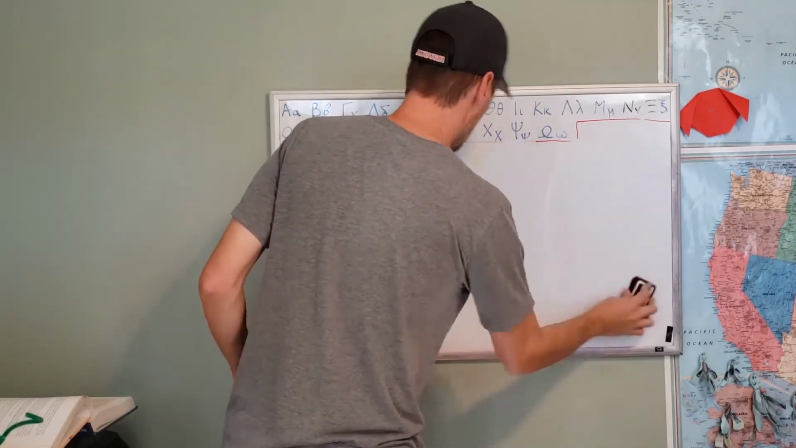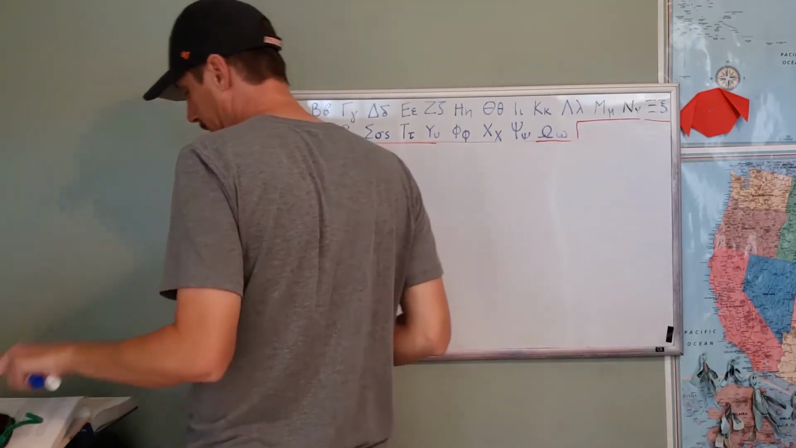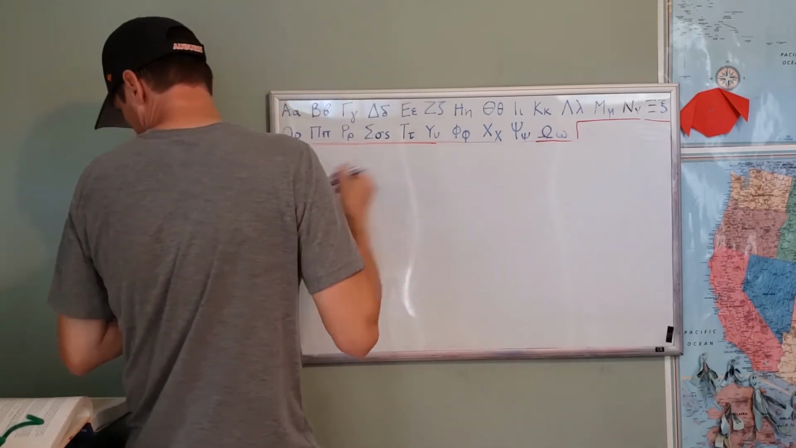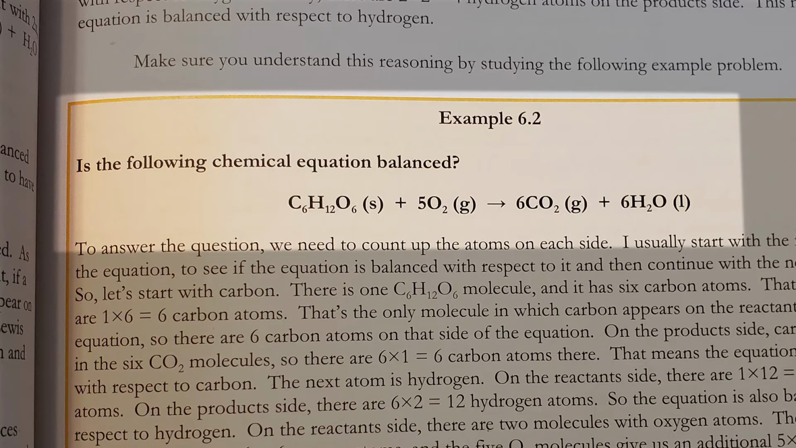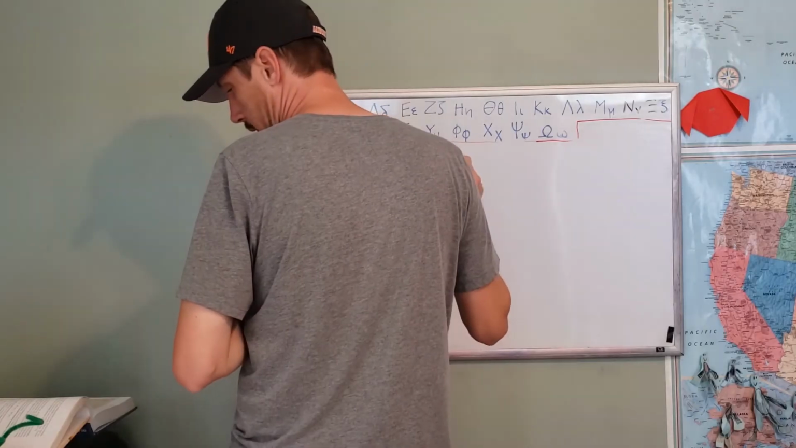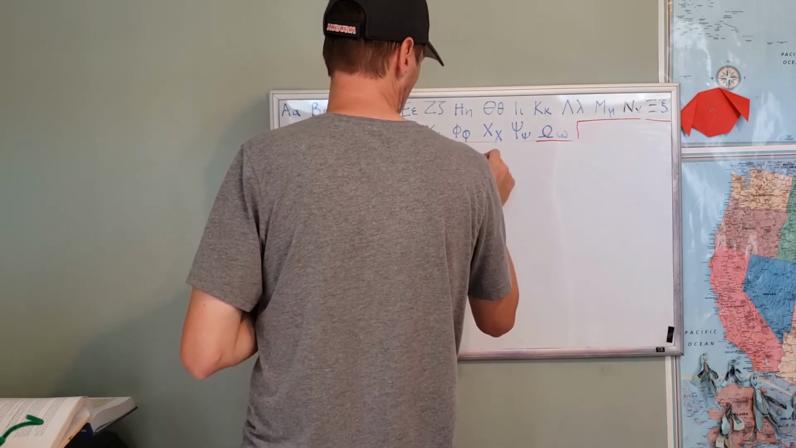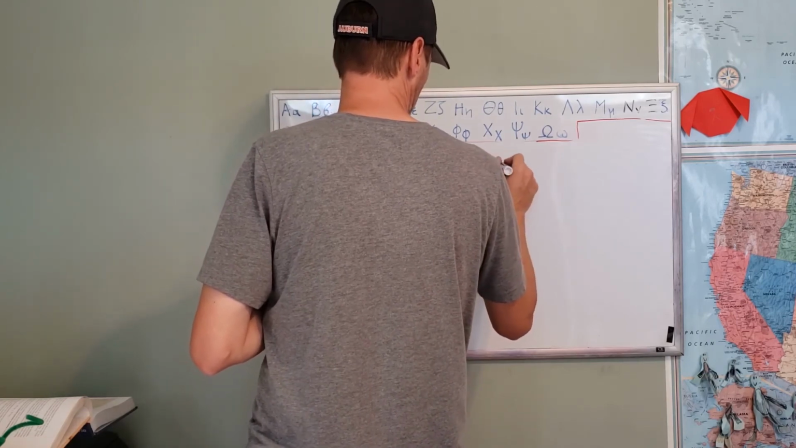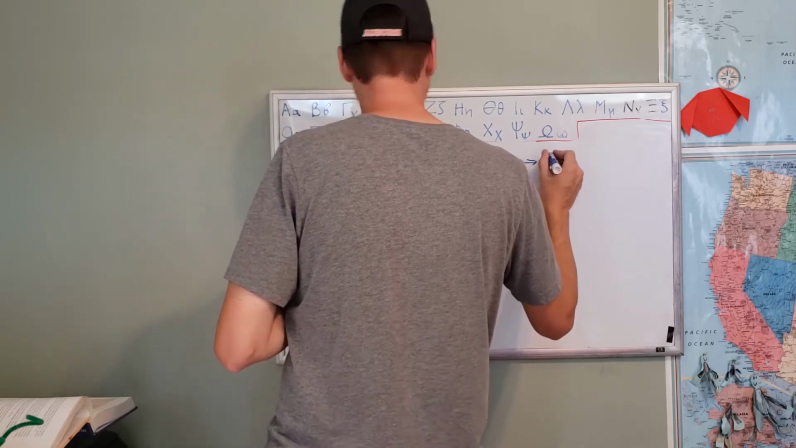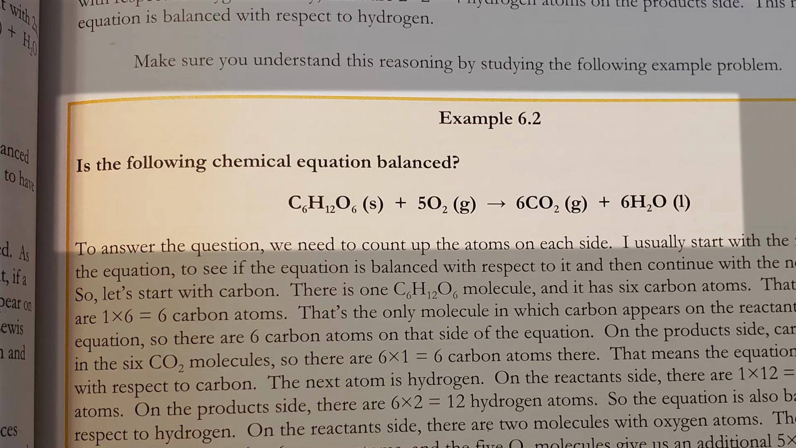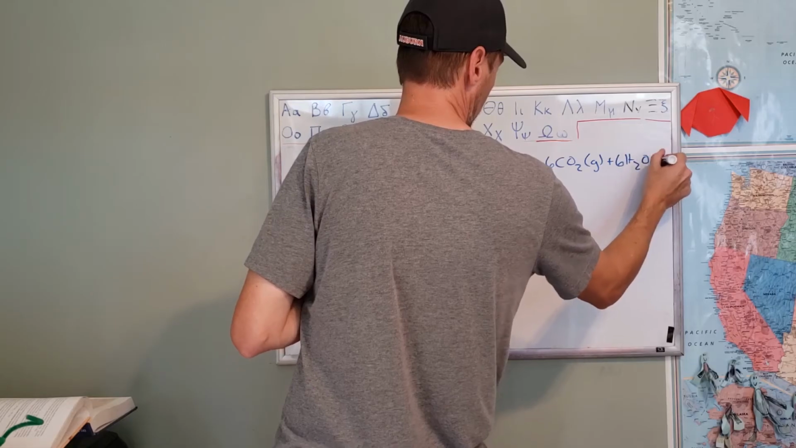Okay, so if you look in your book, on page 175, example 1.2, they give us the following equation. It says C6H12O6 in solid form plus 5O2, 5 oxygen molecules in gas form, produces 6 CO2 in gas form plus 6 H2O in liquid form.